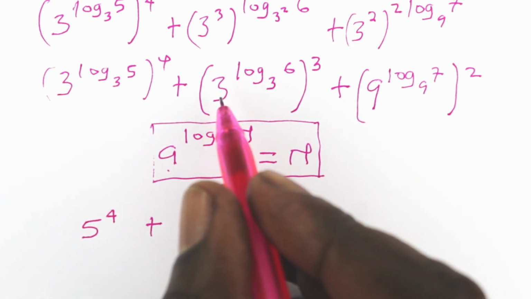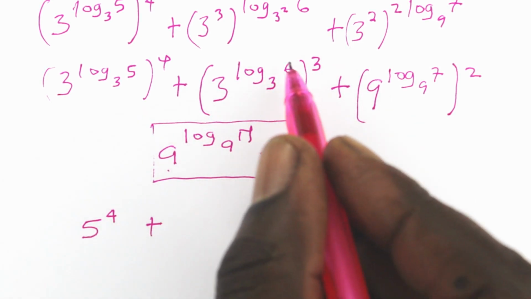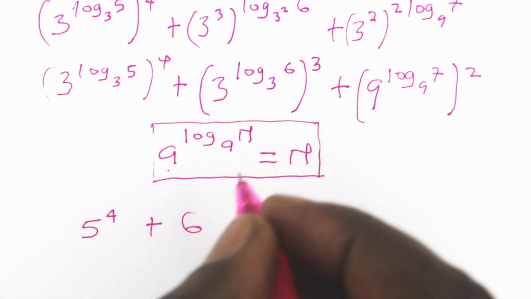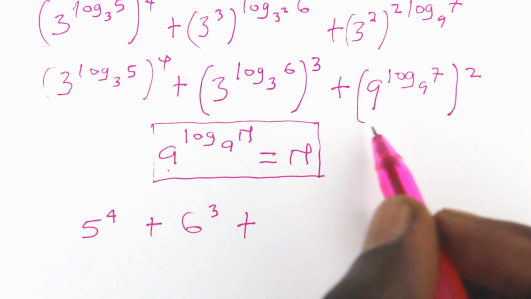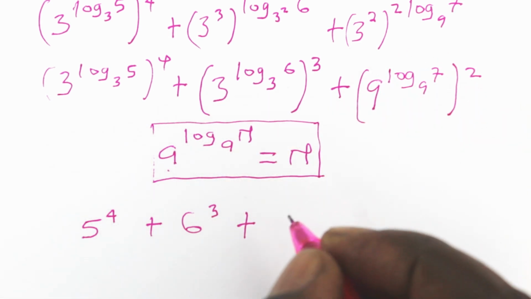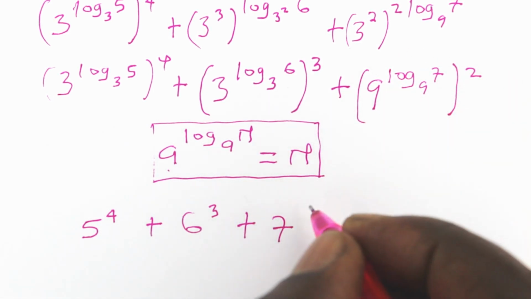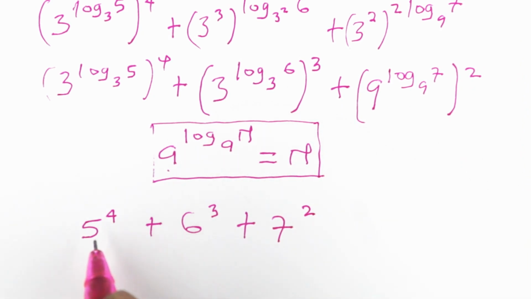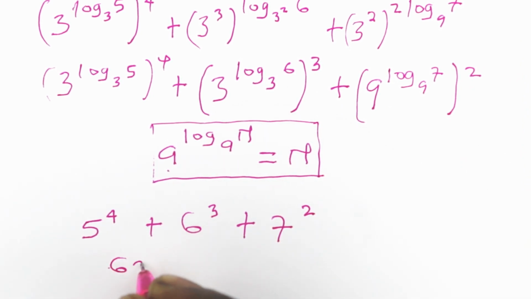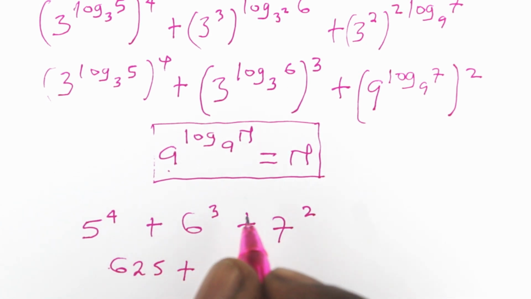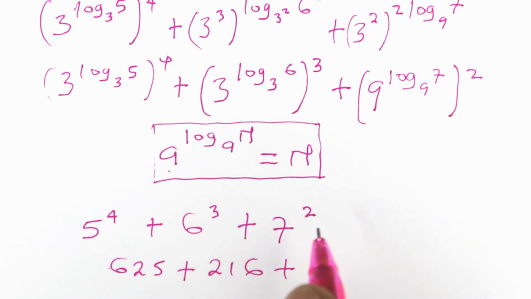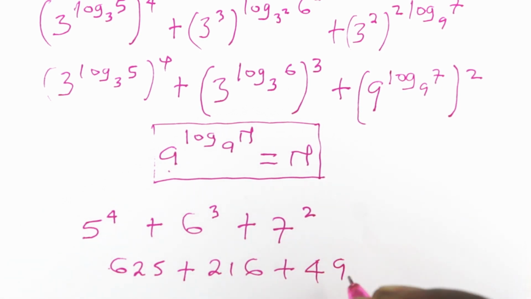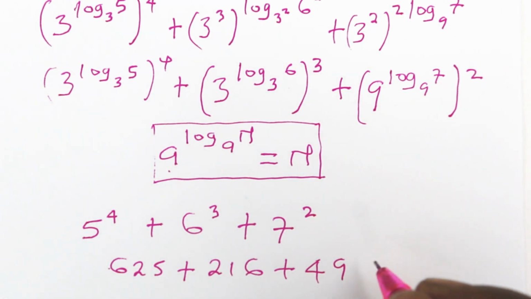Plus for the second case, there's 3 and there's 3. So it means this is 6. So it is 6 raised to power 3. And the last one, we have 9 and 9. So it means the value of this according to this property is 7 and it's raised to power 2. So 5 raised to power 4 is 625 plus 6 raised to power 3, which is 216, plus 7 raised to power 2, which is just 49. So when you combine these, you're going to get this to be the same as 890.